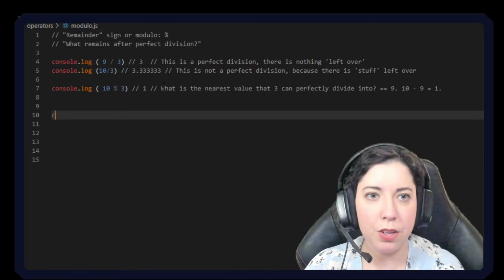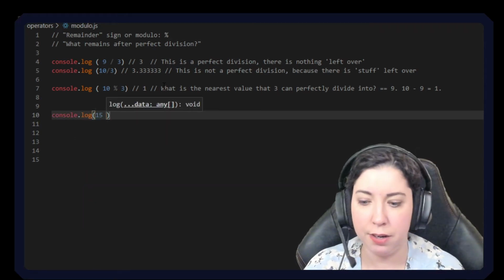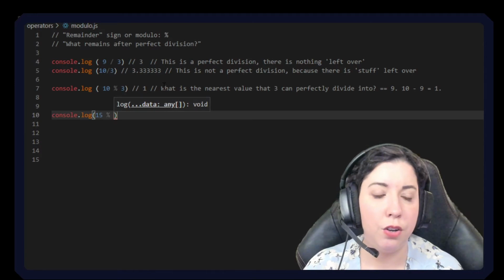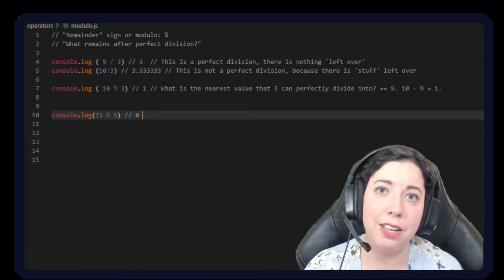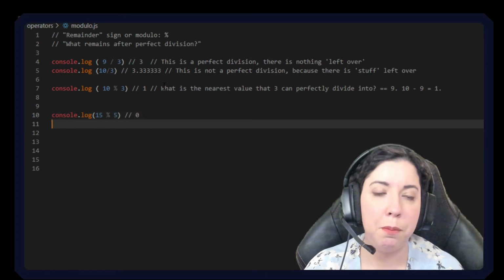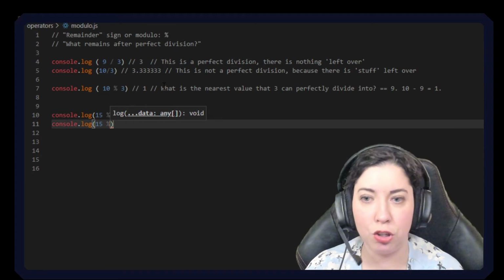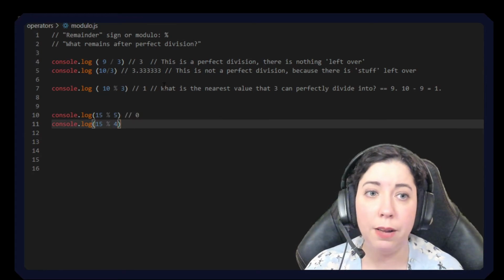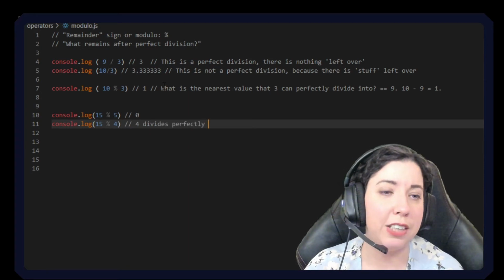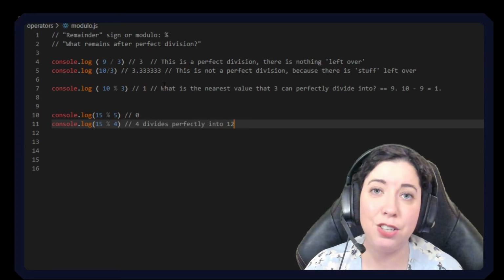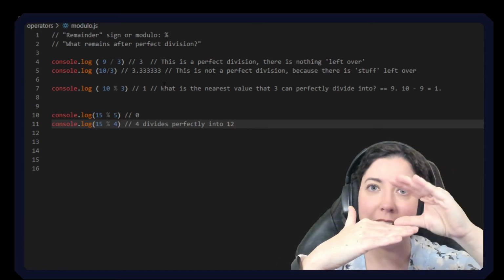So if we log, for example, 15 modulo 5, again, we'll get 0 because there's nothing left over. It's a perfect division. But if we console log 15 modulo 4, well, 4 divides perfectly into 12. That's the nearest one it can reach, yeah?